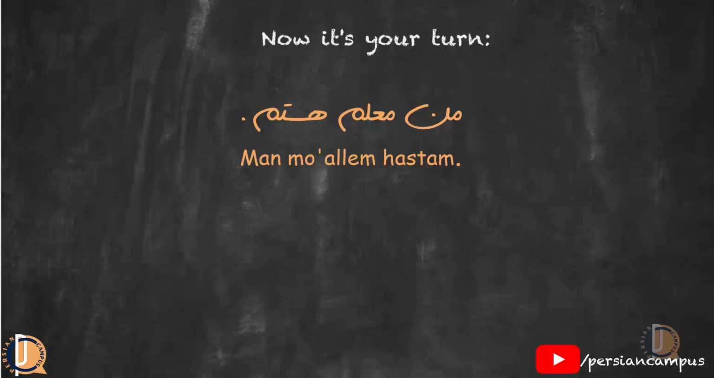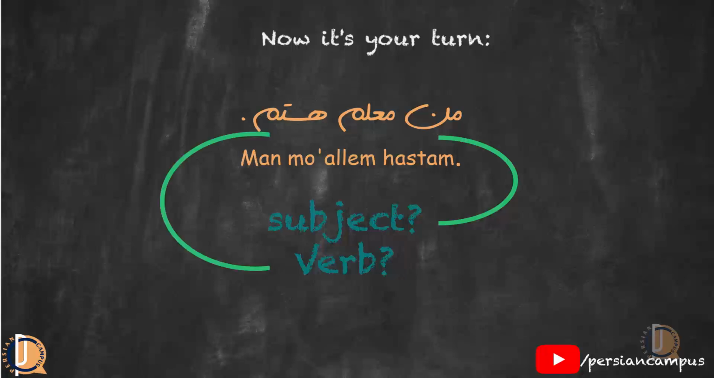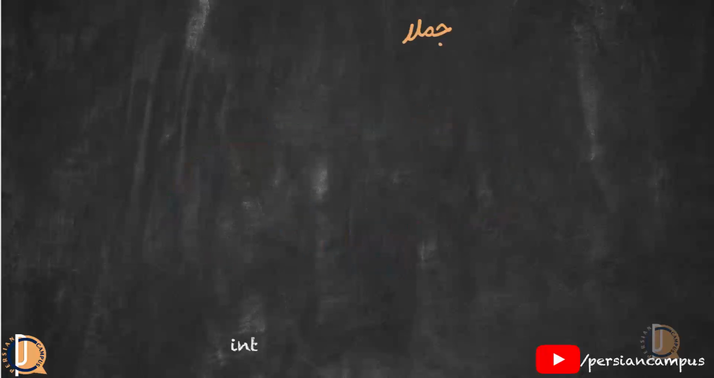Before getting to there, it's your turn to analyze one sentence. من معلم هستم. What do you think? Where is the verb and what's the subject? Man is the subject and هستم is the verb in the final position. Now let's move on to different types of sentences.